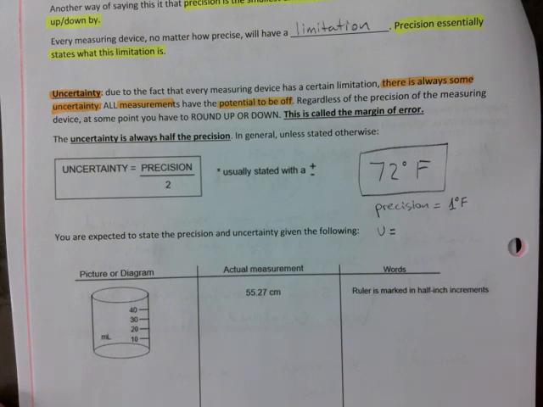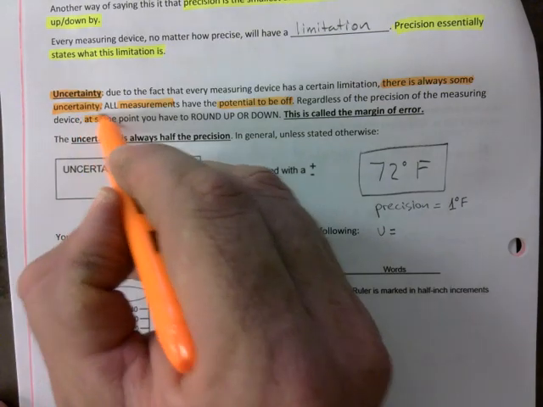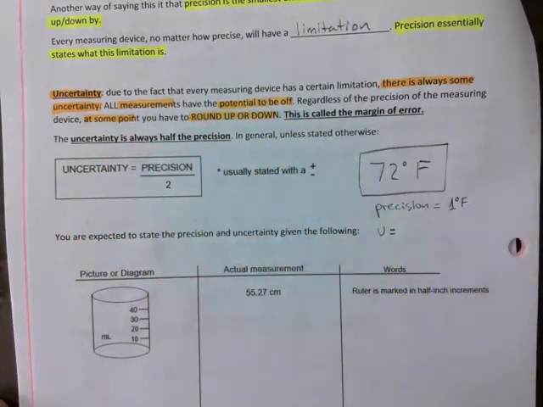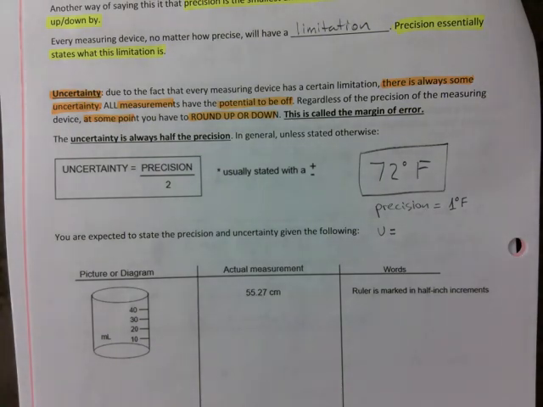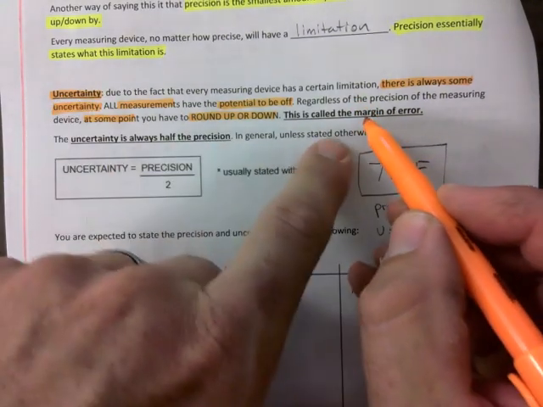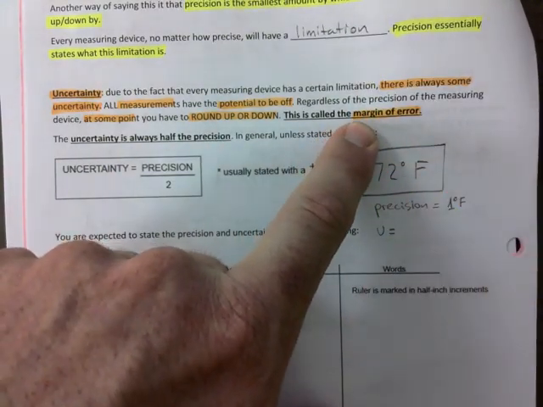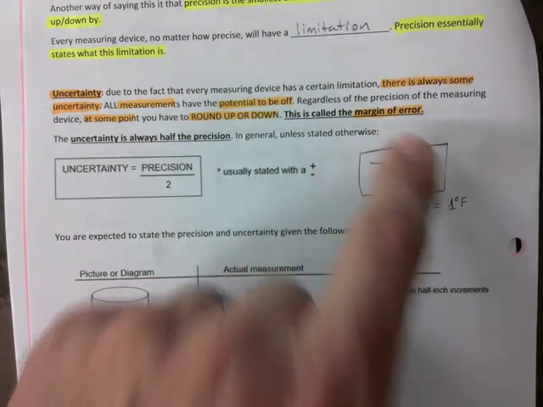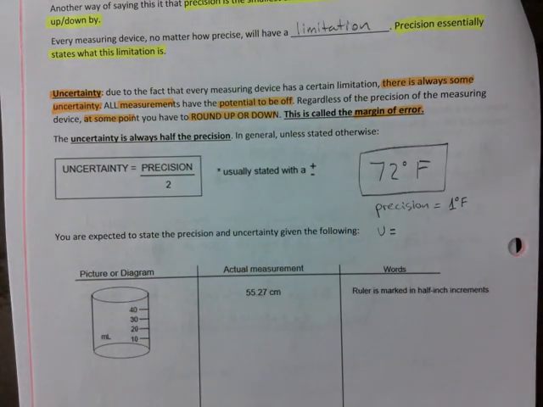At some point you round either up or down. The device does. You don't see it, but the device does round up or down at some point. And a fancy word for uncertainty is margin of error. They mean the same thing. Margin of error, like how much you can be off by. It's the window that we can be off by.